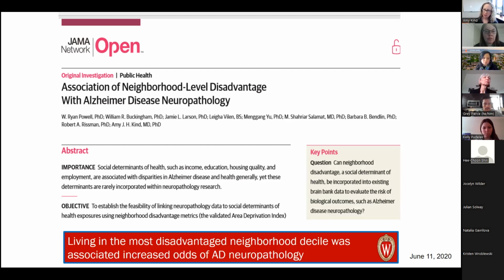And what we were able to say with this particular cohort is that living in the most disadvantaged neighborhood decile was associated with an increased odds of AD neuropathology. So not only are we seeing the brain shrinkage, the hippocampal volume differences, and the cognitive differences, as well as increased accelerated neurodegeneration, but we're seeing the amyloid plaques and tangles associated, the fundamental biology associated with these areas.